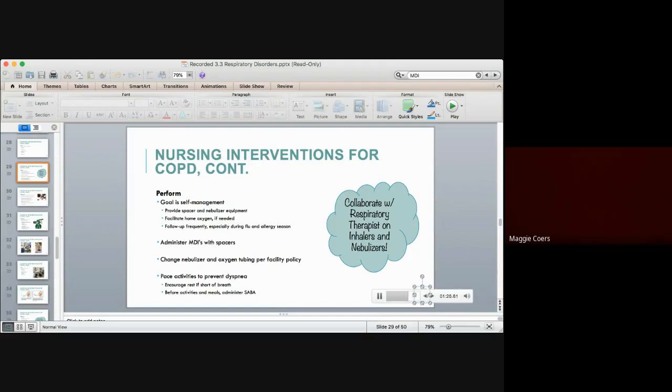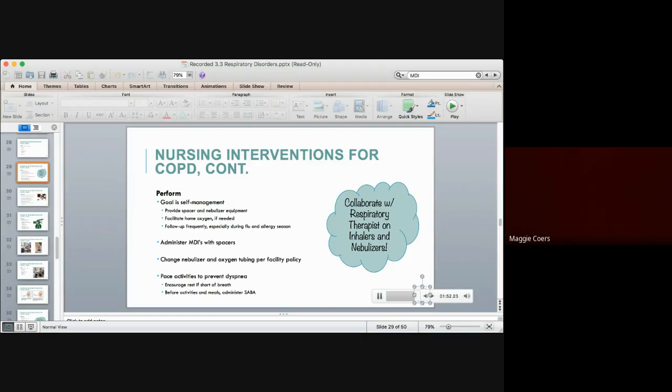We want to also make sure that the older adult is using their MDI, their metered dose inhalers, and we should always make sure that they're using a spacer with those to get the full dose. With oxygen and nebulizer, we want to make sure that the tubing is getting changed, following any hospital policies, and we want to collaborate with respiratory therapists to make sure that these things are followed.